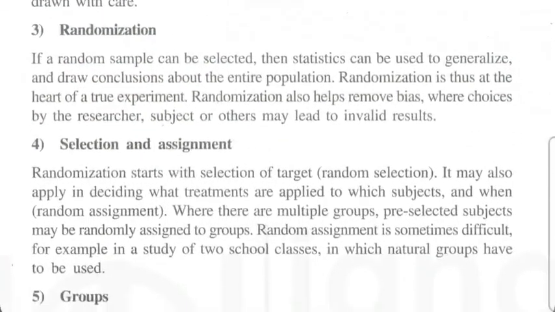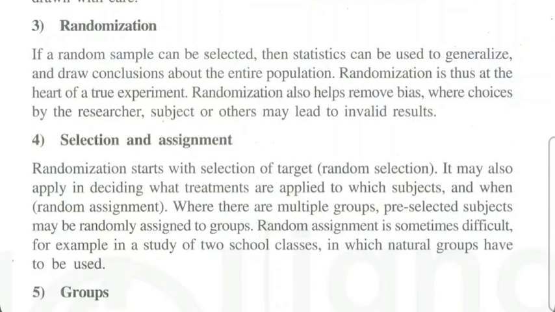3. Randomization. If a random sample can be selected, then statistics can be used to generalize and draw conclusions about the entire population. Randomization is thus at the heart of a true experiment. Randomization also helps remove bias, where choices by the researcher, subject, or others may lead to invalid results.